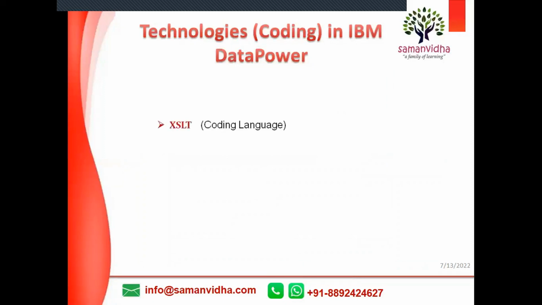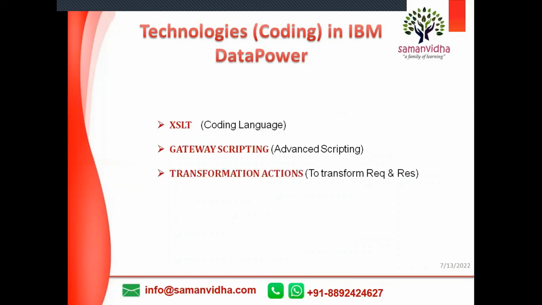And we use some technologies in IBM DataPower. So it may be XSLT, gateway scripting, which we call advanced scripting, and transformation actions, that is request and response actions as we call them. And SOMA scripting, this is automated scripting. So these are some technologies. Apart from this, there are some other technologies as well.